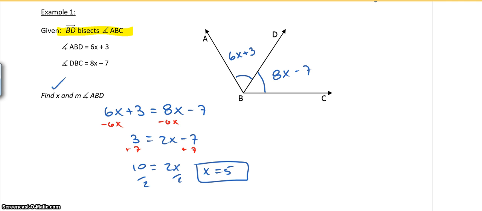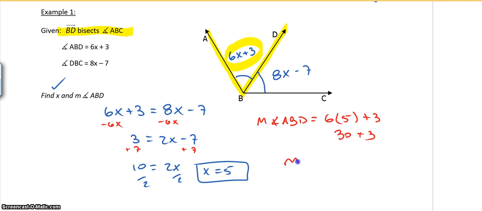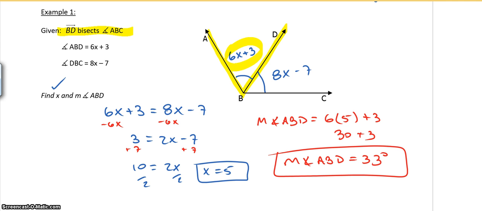Now it wants to know the measure of ABD. So we want to find this measure here. So we know the measure of angle ABD equals 6 times x, which we know is 5, plus 3. Oh, I didn't mean for that second parenthesis. So 6 times 5 is 30, plus 3. The measure of angle ABD is 33 degrees. Okay, so we know that this angle is 33.